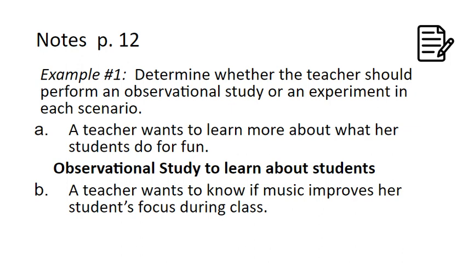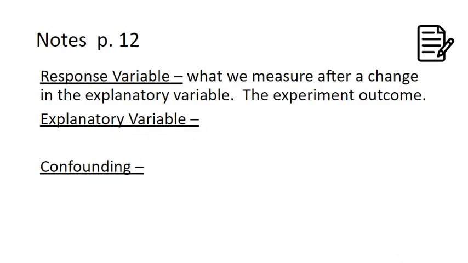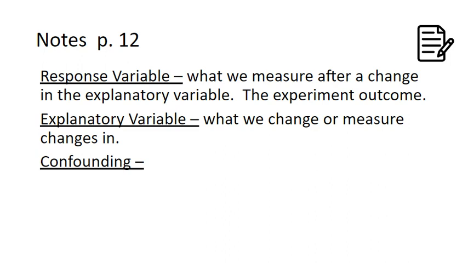But if a teacher wants to know if music improves her students' focus during class, well, then we'll have to run an experiment to see if music actually causes better focus. So here we're looking at a cause and effect relationship. Does music help them versus just, what do you do for fun? When we run an experiment, we're going to have a response variable, and that is what we're measuring after a change in the explanatory variable. It's essentially the outcome of the experiment that we want. And the explanatory variable is what we change or measure changes in. So, for instance, if I give students music and I see if they focus better, my music is the explanatory variable and focus is the outcome or the response variable.